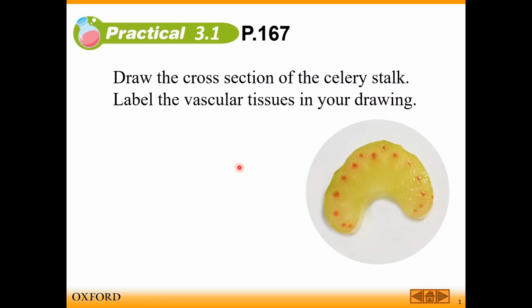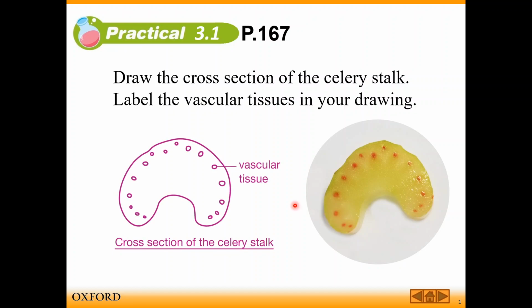After watching the video, you can watch the plant tissue like this. So if you draw a cross section of celery in your drawing, you will draw like this. Okay, draw it on page 167. You can see the red dot here in the plant tissues of the celery, which are vascular tissues.